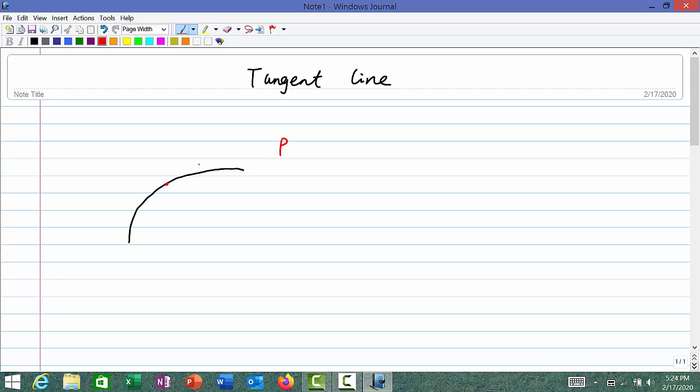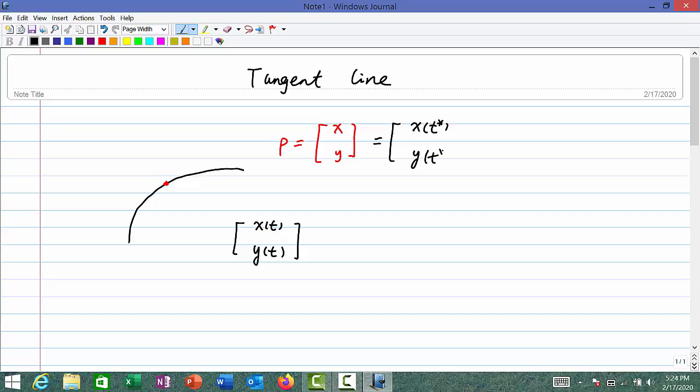A point P over here, using 2D as an example, is (x, y), and the curve typically can be represented by a vector, also in 2D, x(t) and y(t). The point also represents a certain point on the curve, so it should be representable by x(t*) and y(t*), if I use this notation.